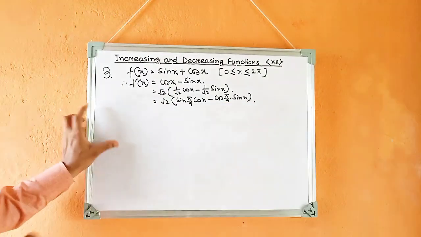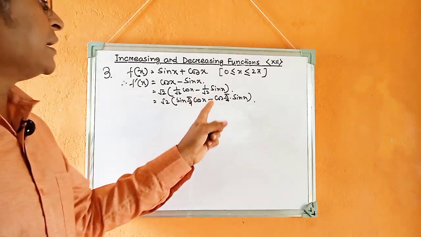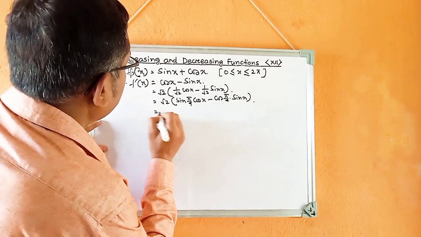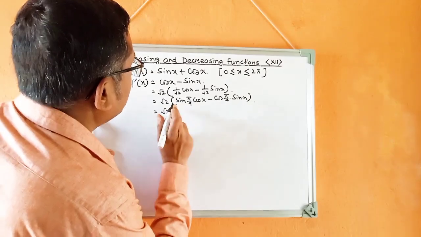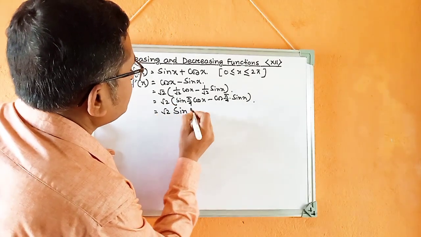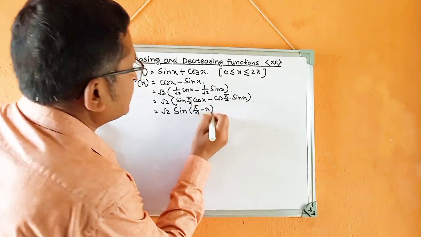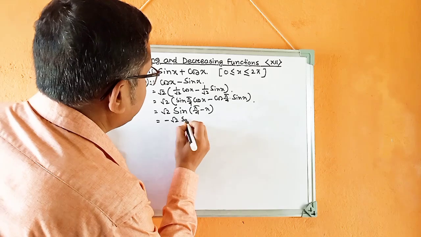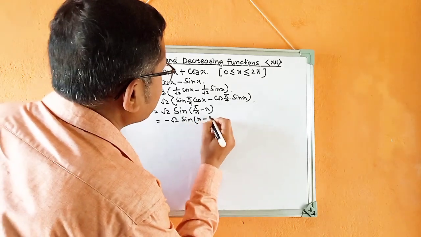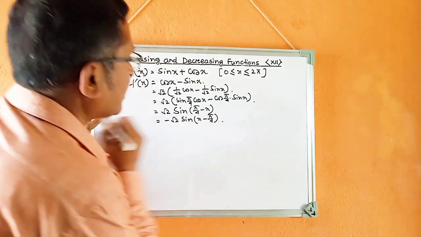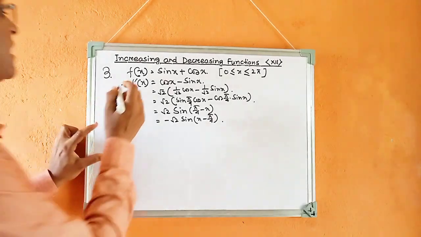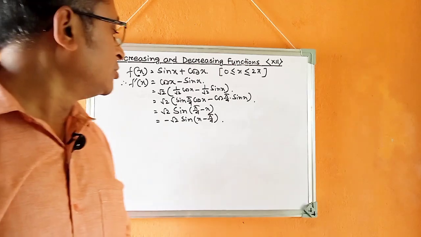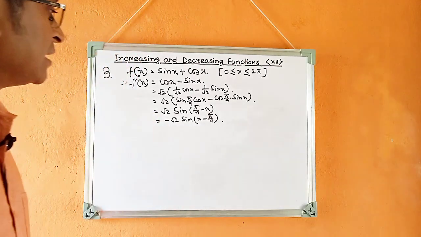Okay. Now see here, sin A cos B minus cos A sin B, this is the formula of sin (A minus B). So we write root 2 into sin (pi by 4 minus x). Now take minus as common. So minus root 2 into sin (x minus pi by 4). Okay, we get the value of f dash x equal to minus root 2 into sin (x minus pi by 4).